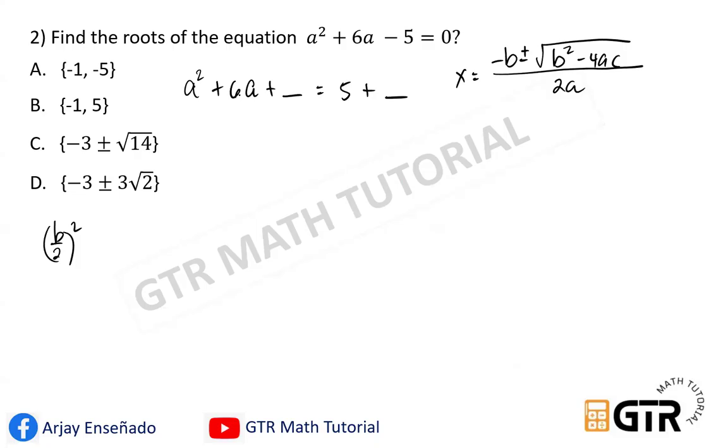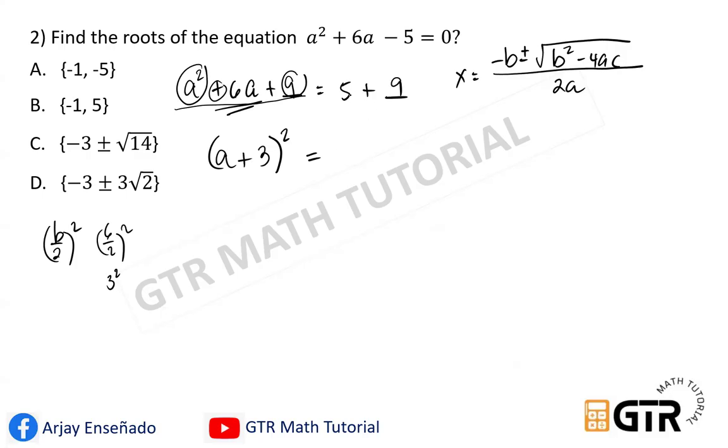So b is 6. We have 6 divided by 2, squared. 6 divided by 2 is 3, and 3 squared is equal to 9. So we need to add 9 to both sides. Now we can express this as the square of a binomial. Square root of a squared is a. Square root of 9 is 3. And the sign should be the sign of the middle term, which is positive. So a squared plus 6a plus 9 is equivalent to a plus 3 squared, and that is equal to 5 plus 9, which is 14.